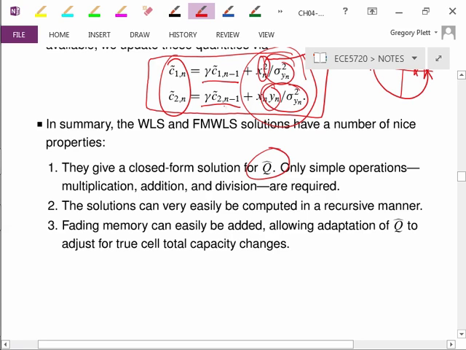The solutions we see can be easily computed in a recursive manner, and we can add this fading memory with a very, very simple change to the original setup so that we can adapt Q to adjust for true cell total capacity changes over time. Those are really nice. It's biased, but it's nice. We'd like to come up with an unbiased solution that has these properties, if at all possible. So let's go look at the weighted total least squares solution next.